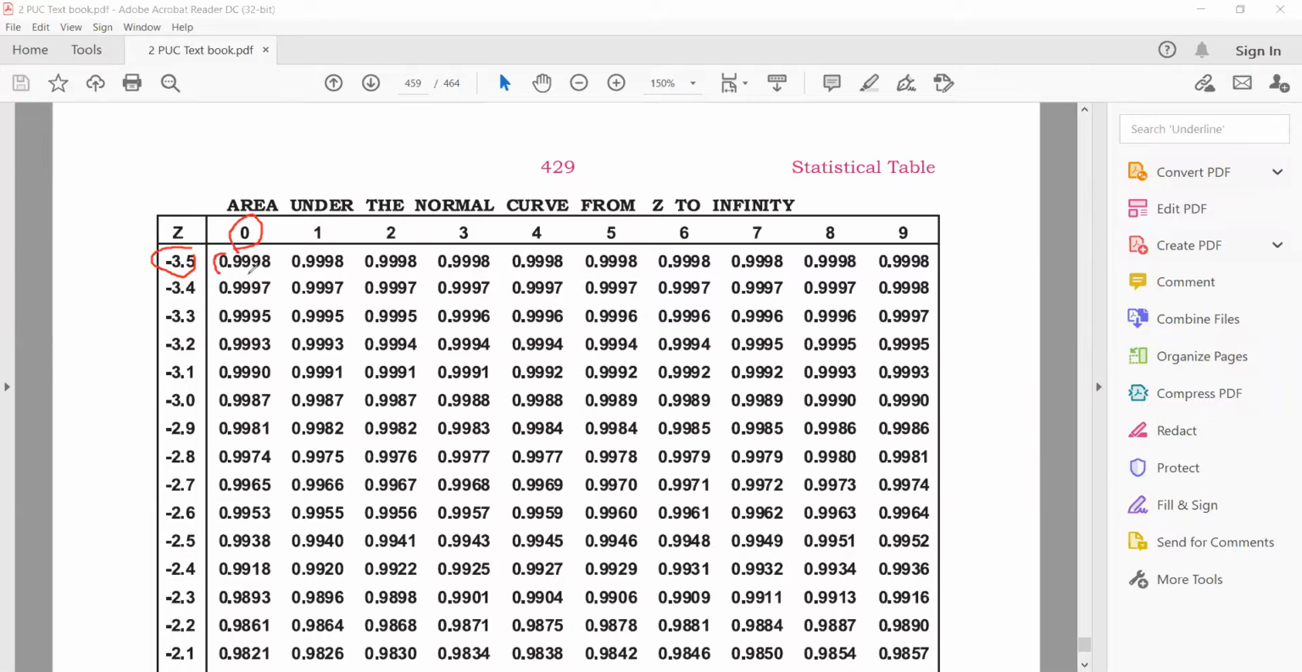So this 0.9998 is the probability value for 3.5. If you look into the definition, there are several ways to define normal tables, and different possible tables are there. One must always see the definition of that particular table. Here it says it is giving you the area under the normal curve from z to infinity. So if I pick any particular z, the number inside the body of the table is the area from that point up to infinity.